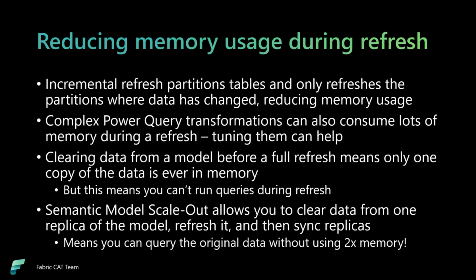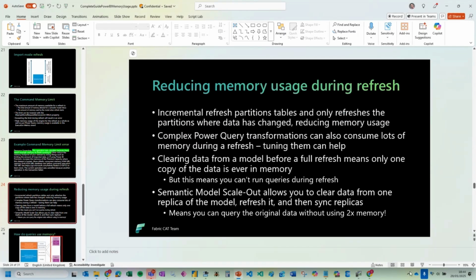But there is another cool trick that you can play, which is pretty easy to do if you've got Fabric enabled. You can use query scale out. So query scale out is a simple setting on your semantic model.